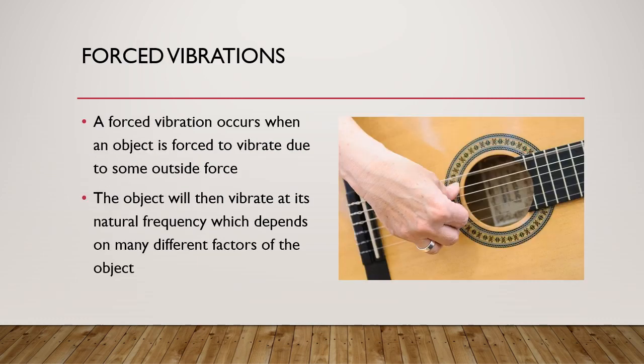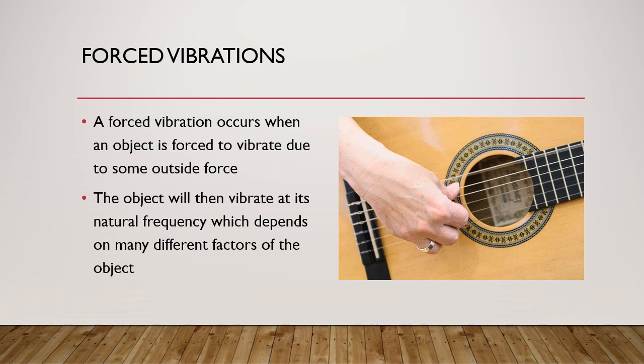Well, here's some things we can do with that. So here we've got forced vibrations. They're kind of key for resonance that we're going to deal with soon. A forced vibration occurs when an object is forced to vibrate due to some outside force. So maybe like strumming the string of a guitar, hitting a tuning fork with something, some kind of contact. When it does that, that object's going to vibrate at what's called its natural frequency, which depends upon a lot of different factors of the object. Like for a string, its length, what the string is made out of, the tension in the string, lots of different things there. The temperature as well, right?